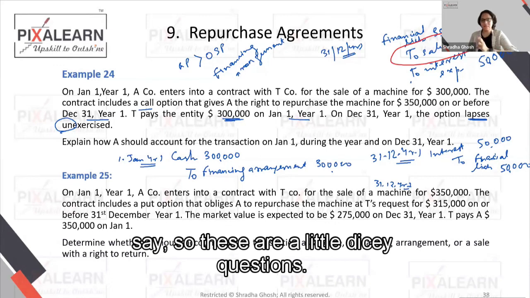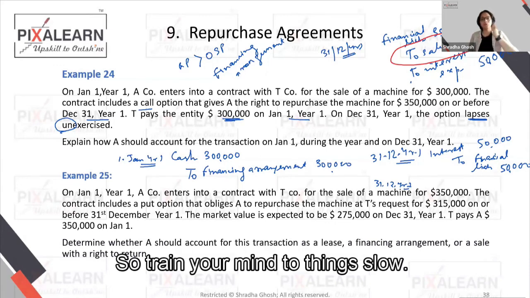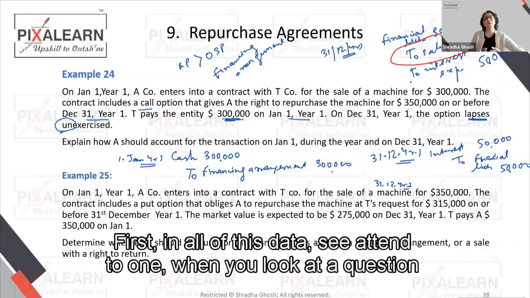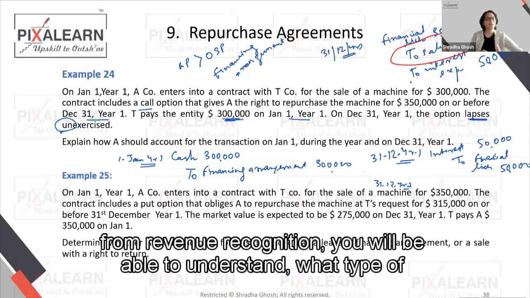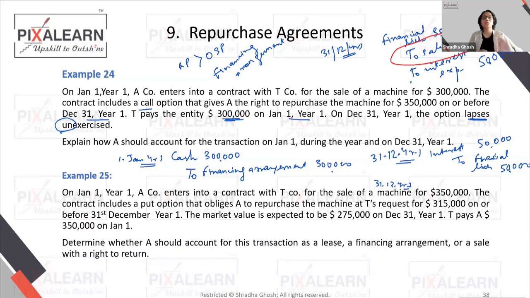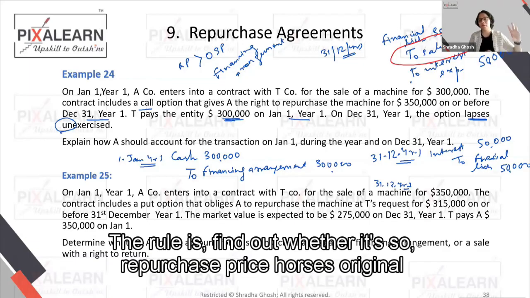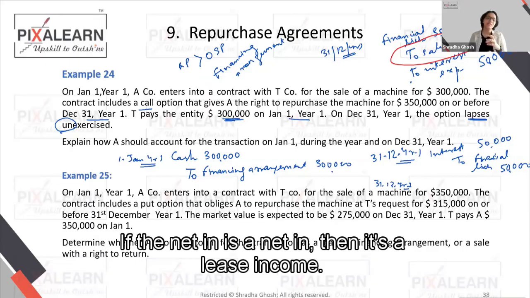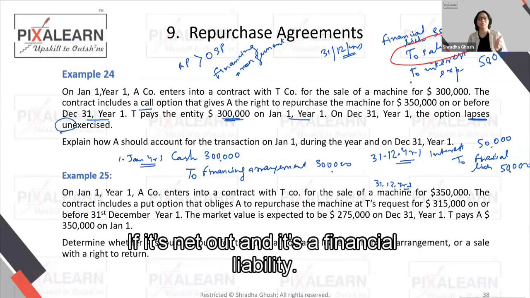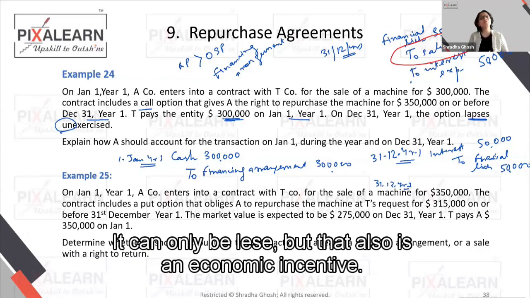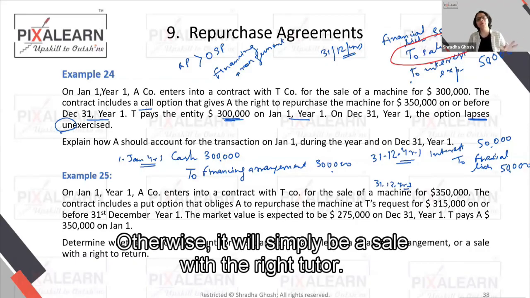So these are a little dicey questions and you might get confused a bit. So train your mind to think slow and in the process. First, in all of this data, when you look at a question from revenue recognition, you will be able to understand what type of question it is. So you'll have to go slow, try to figure out, oh, this is sale and lease back. Okay, then what's the rule? The rule is to find out whether it's a repurchase price versus original selling price. If it's a net in, then it's a lease income. If it's a net out, then it's a financial liability. But if it's a put option, I know that the financial liability cannot happen. It can only be lease, but that also if there's an economic incentive. Otherwise, it will simply be a sale with a right to return.